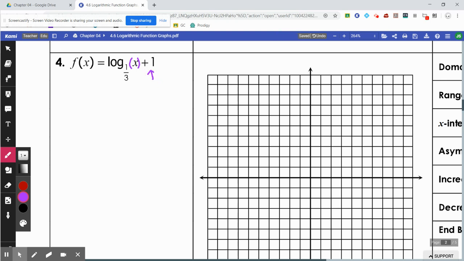That's going to move your logarithm function up 1 unit. So you can actually find log base 1/3 of x, and then add 1 to all the values. And again, you can graph this by using inverses.